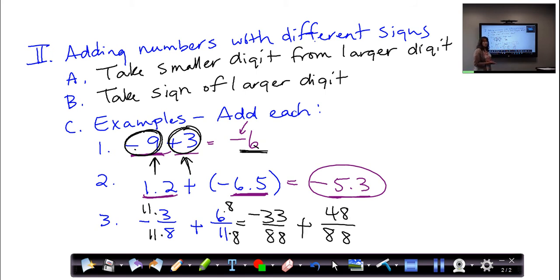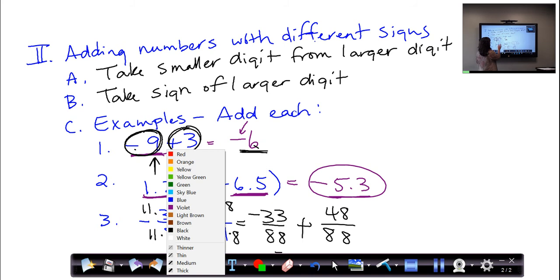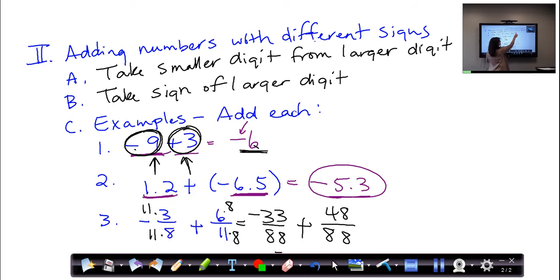So now that I've got them as common denominators, remember the denominator is the type of slice. So I have 33 of these 88s, and I've got 48 of these 88s. So now what I'm going to do, since the signs are different, is I'm going to take the smaller from the larger, completely ignoring the sign. Matter of fact, I probably ought to write that up here in addition to that, because I keep saying it over and over again. Take the smaller digit from the larger digit, ignoring the signs. Let's add that in there, because that is very important. You have to ignore the signs whenever you're doing that.